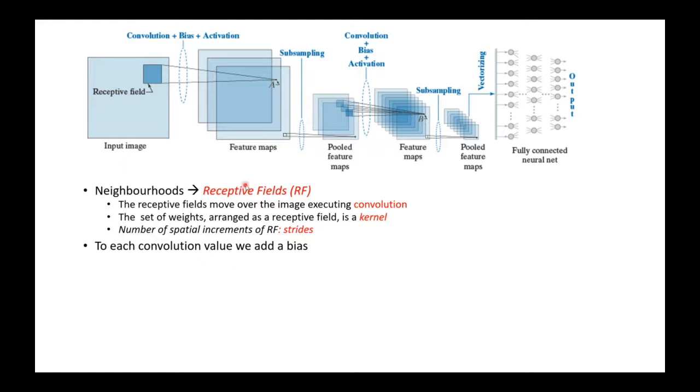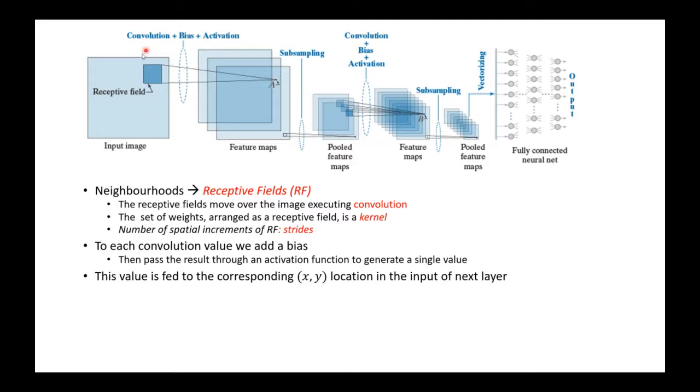So to each convolution value, we add a bias, then pass the result through an activation function. In the same way, the activation functions are pretty similar to those that we've learned from the neural network architecture, especially the ReLU. Because usually these convolutional neural networks are very deep, the ReLU sorts out the vanishing gradient problem.